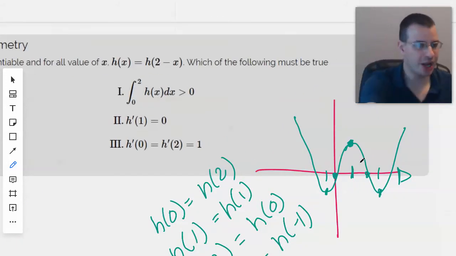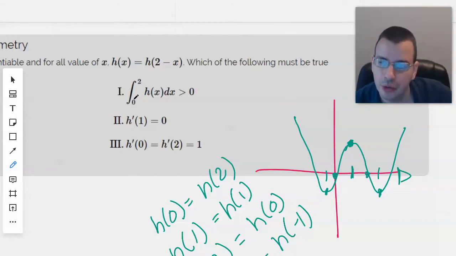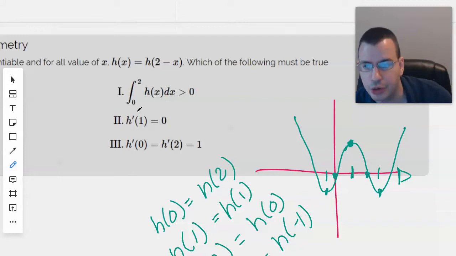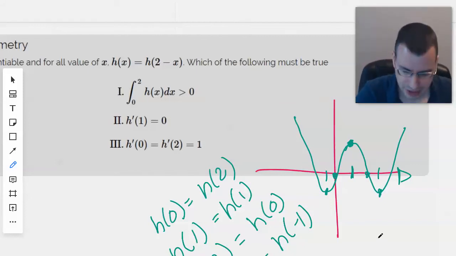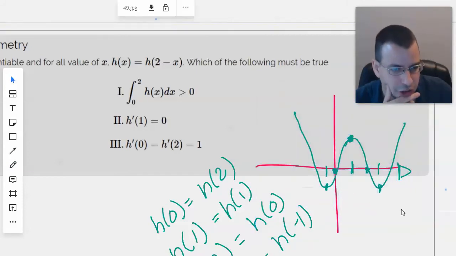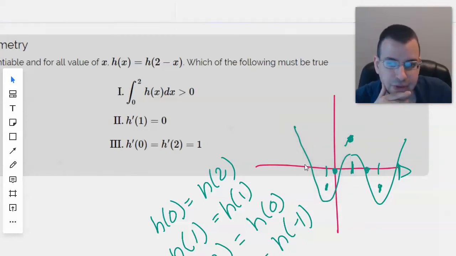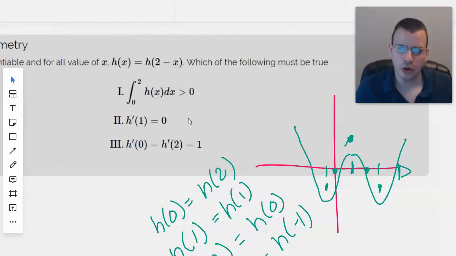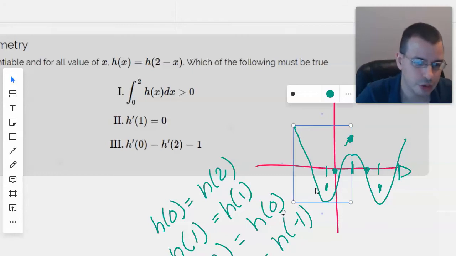So this is the graph that we drew. We just drew something. That way it helps visualize, so we can update it as required. So this says the integral from 0 to 2 of h of x dx is greater than 0. In our graph, it is, but there's no reason for that to be true. We could take this graph and move it down like this, and we could even move it down further. So this isn't necessarily true, because all we know about our graph here.